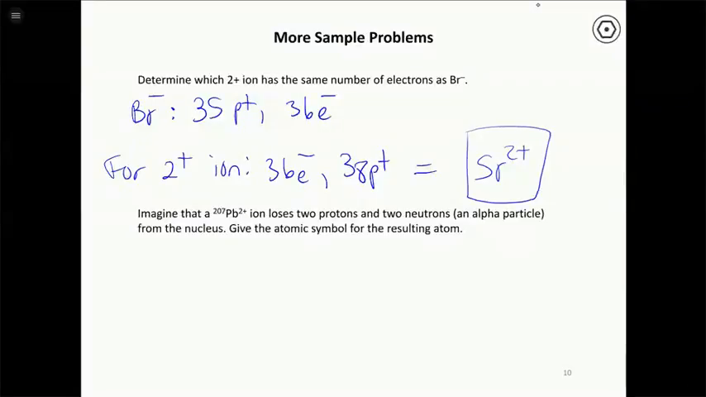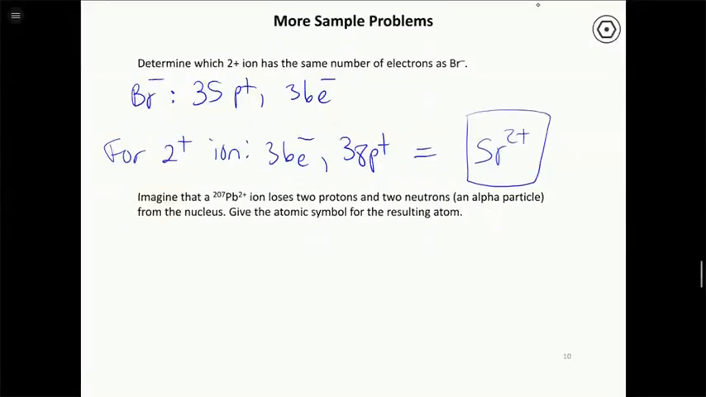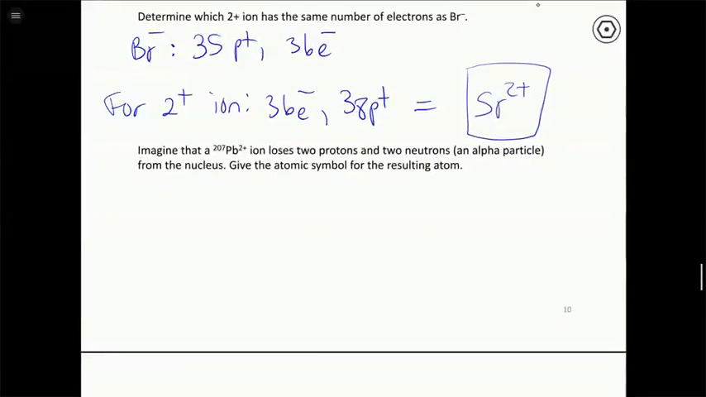We will come back to ions in more detail when we start talking about ionic compounds, but this is something we should be able to do now that we can define the numbers of protons, electrons, and neutrons. And then here's one that's, in some sense, a nuclear chemistry type problem, although we're not going to really define it as such, where we have a lead 2+ ion, and we imagine that it loses 2 protons and 2 neutrons, which we call an alpha particle.